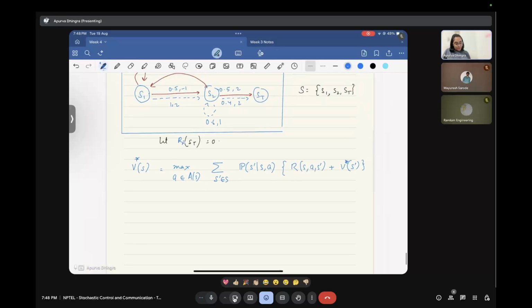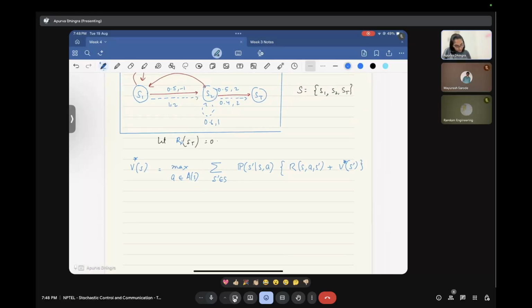So let's start with the easiest case, which is the terminal state. So for the terminal state, it is V star of ST. There are no actions, so that part is not there at all. There's just this component. The terminal cost is taken to be 0, so the value also becomes 0. There's nothing else here. That was about it.